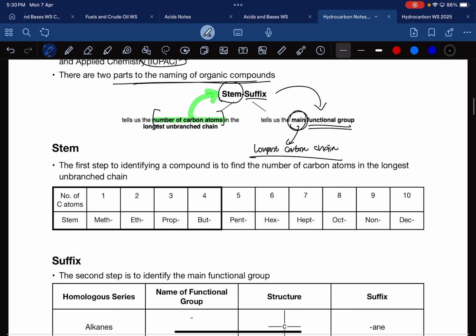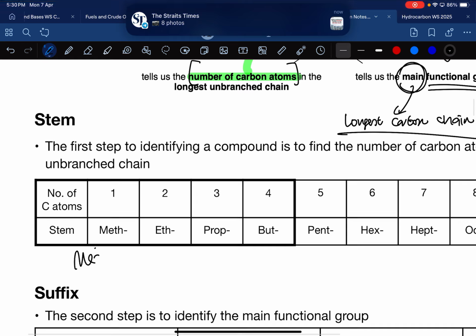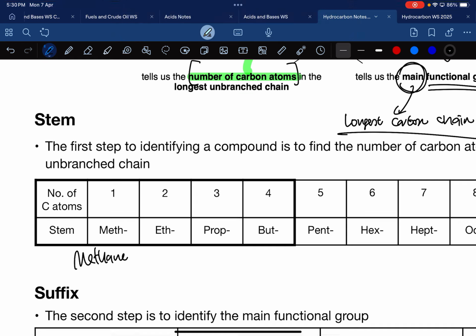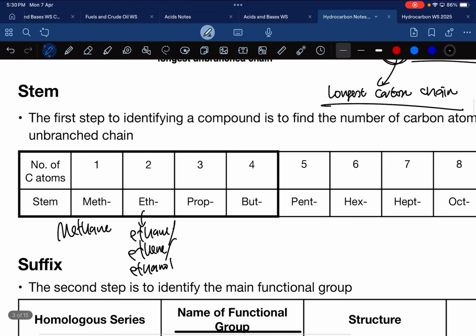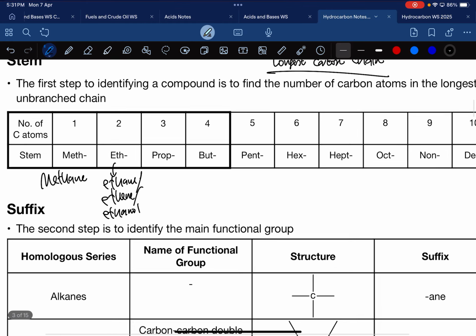What exactly does this mean? Whenever we are choosing how to name a compound, we will focus on the number of carbon atoms. One carbon atom is meth. That's why we always start from methane, methanol, whatever. Then you have eth, which is ethane, or ethene, or ethanol. And then we go to prop, which is propane, propene, and so on and so forth. Then 4 carbons onwards is but, B-U-T.